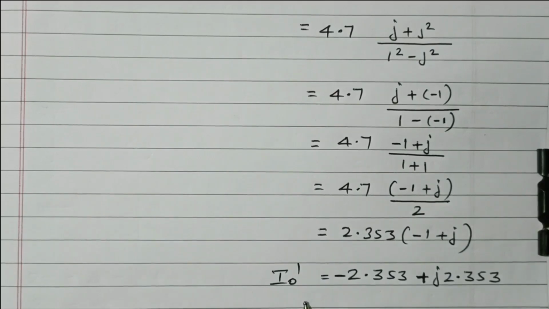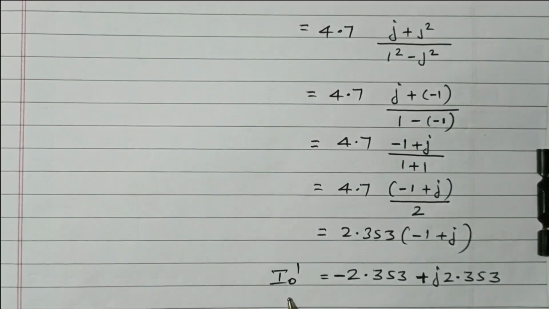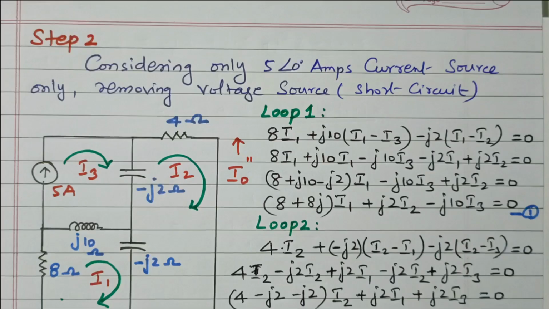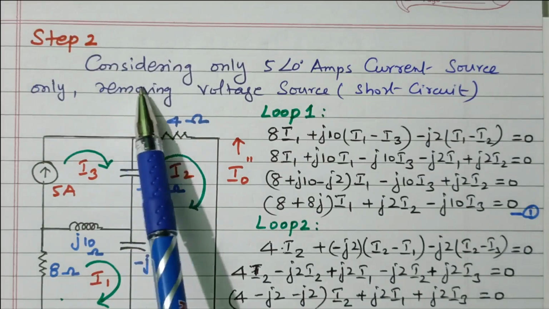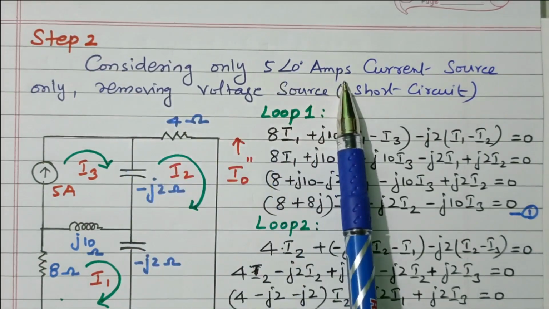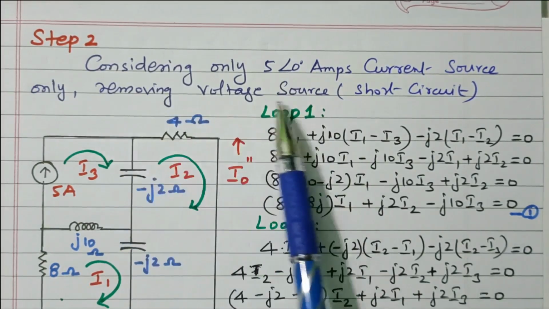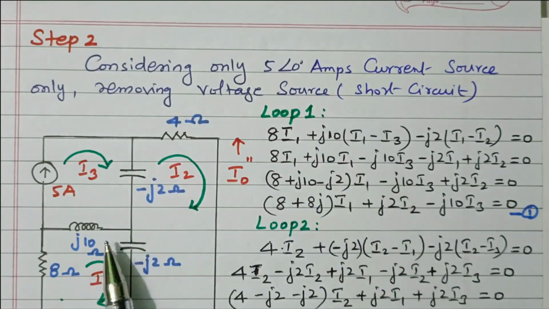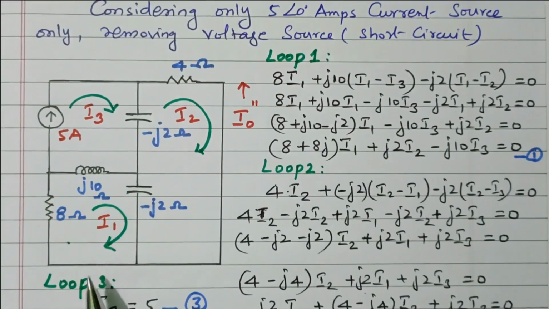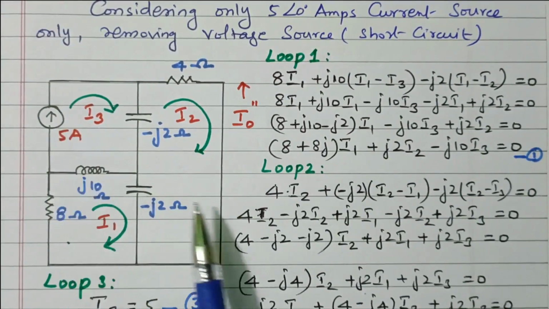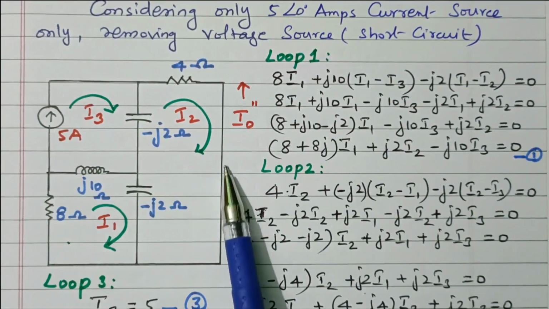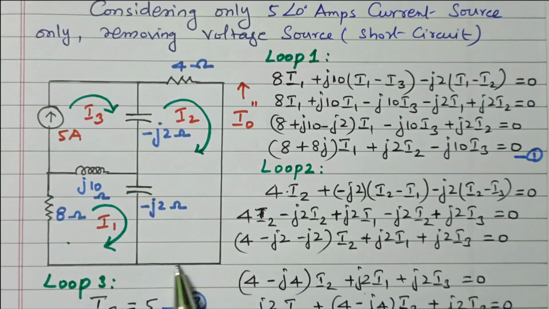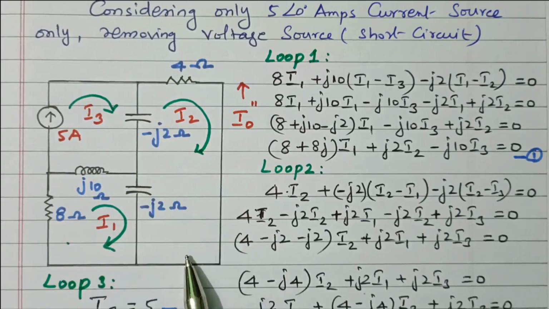Now we need to consider the current source. By removing the voltage source, we need to find I naught double dash. So step 2: consider the 5 ampere current source, and the voltage source is removed by short circuit. Now here we will consider only the current source. So see the equivalent diagram, where the current source is considered. The voltage source that was available here is removed and short circuited. Right? Now the equivalent circuit is available.